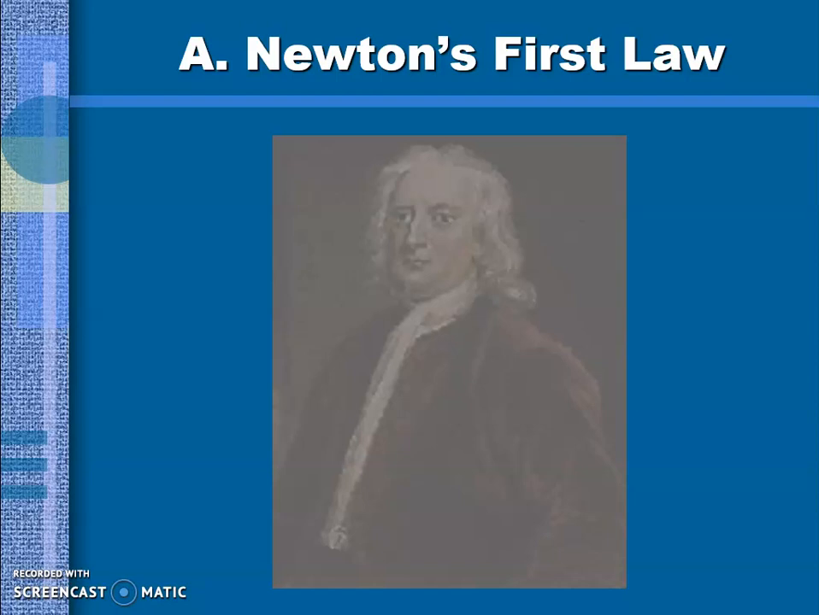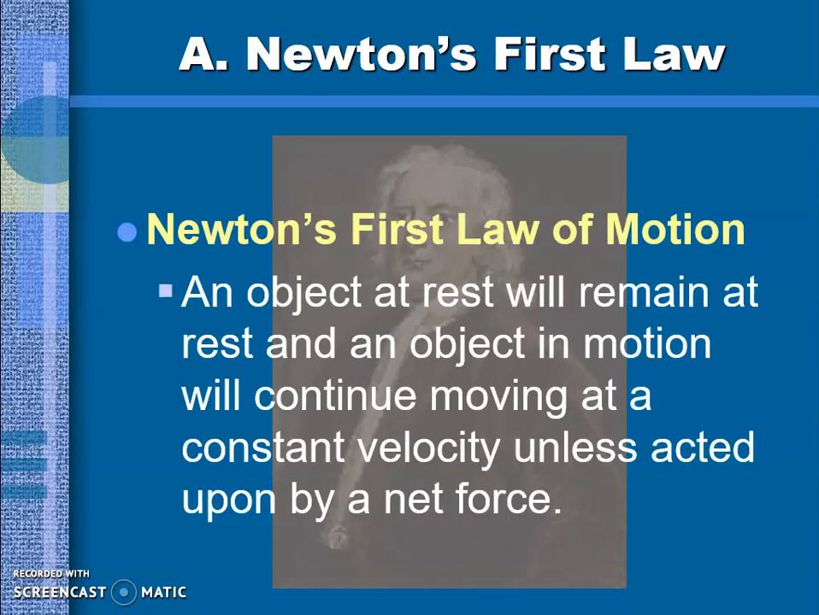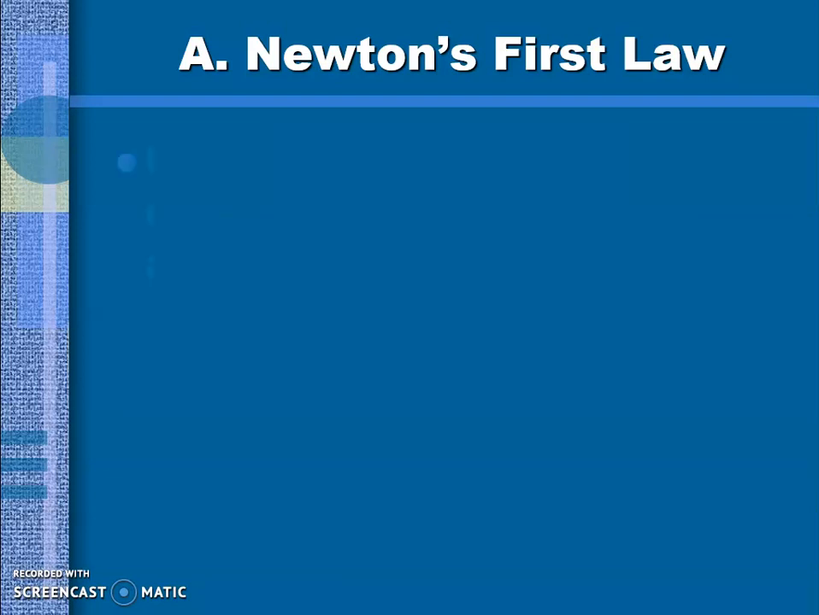So Newton's first law states an object at rest will remain at rest, and an object in motion will continue moving at a constant velocity unless acted upon by a net force. Okay, this was Newton's own language. This is how he stated his first law. But let's break this down and say, well, what is this really saying? What does this really mean?